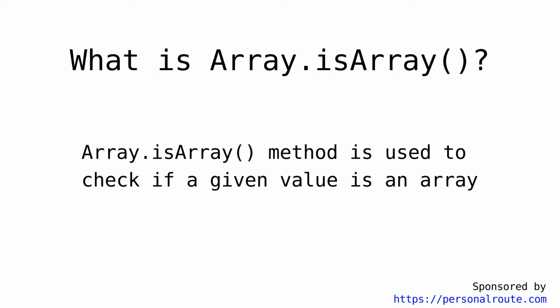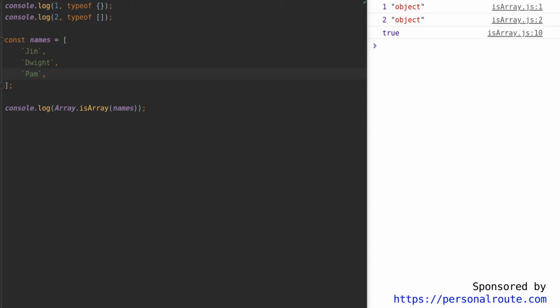The isArray method is used to check if a given value is an array. I have created a simple example to demonstrate how to use the isArray method. First of all, let's understand why we can't use the typeof operator to check if a given value is an array.